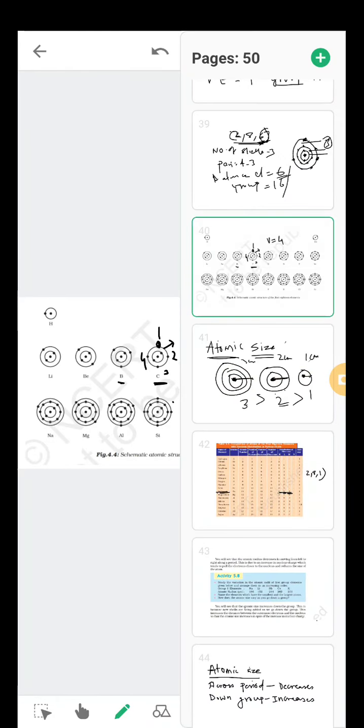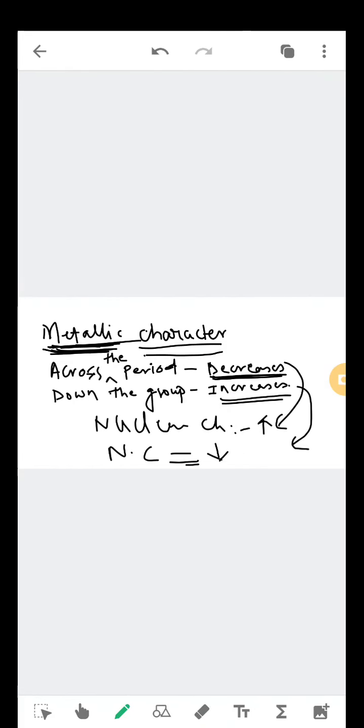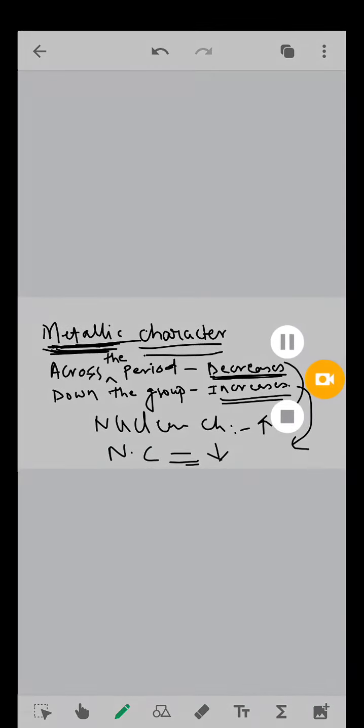I hope the concepts of valency, atomic size, metallic character, and the trends are clear. These are called trends, trends of the modern periodic table. So what is a trend? Atomic size is one type of trend, metallic character is one type of trend, and valency is one type of trend. Across the period what happens to the valency, and down the group what happens to the valency, you need to remember. So you just need to remember the trends and what happens when you go down the group and across the period. These are very important things which you need to remember.